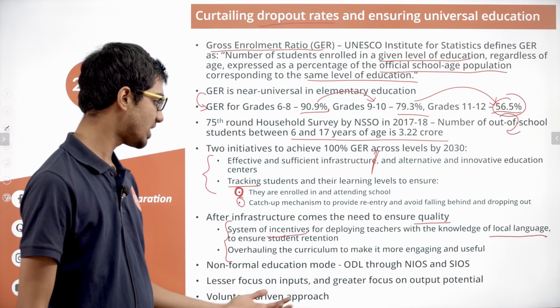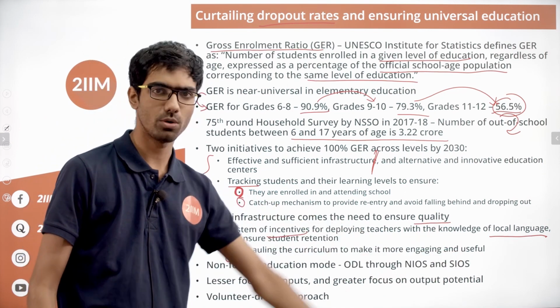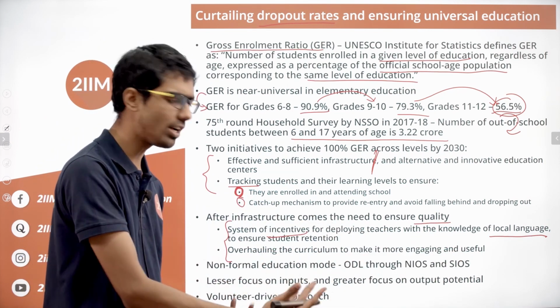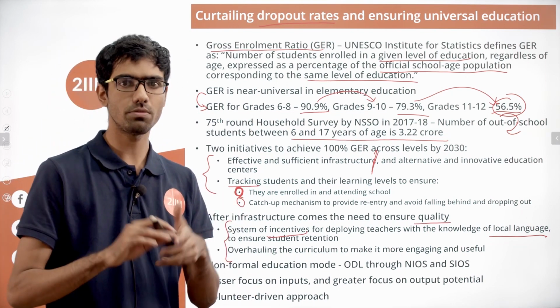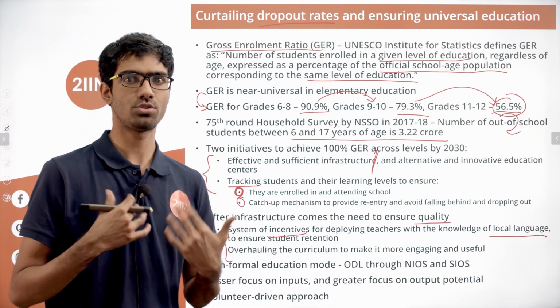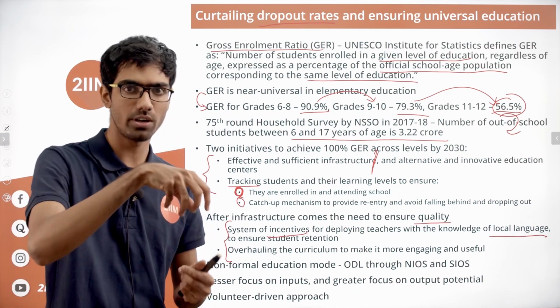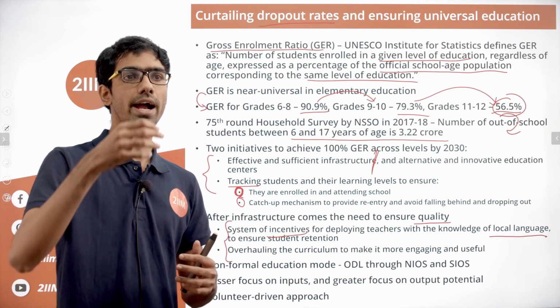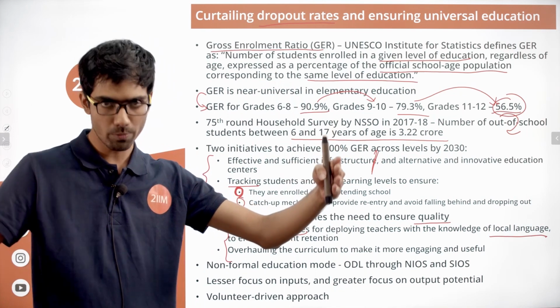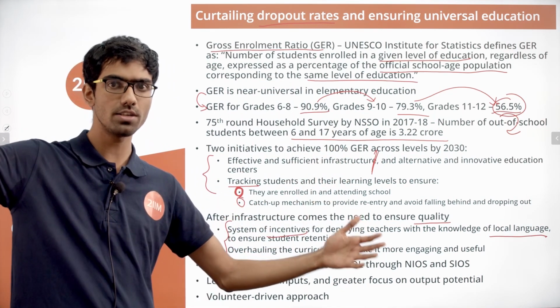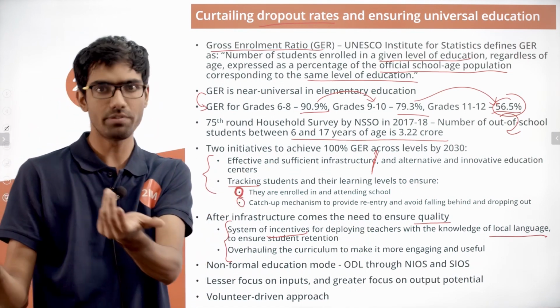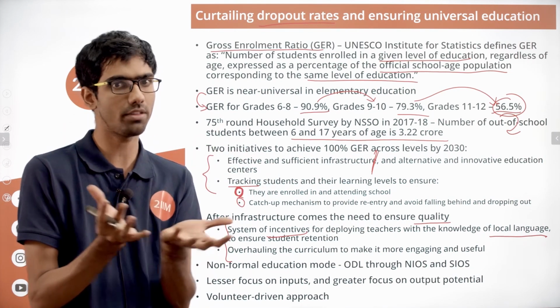So the non-formal education mode, ODL through NIOS and SIOS, there are many abbreviations which seem alien to us. We'll see. Non-formal education mode is, so what is formal education? Formal education is us as students going to a place for learning, which happens to be schools, and sitting there from time X to time Y per day, 5 days a week or 6 days a week, throughout the academic year for so many years, and then coming out with some basic qualification, right? This is the basic outline of formal education.